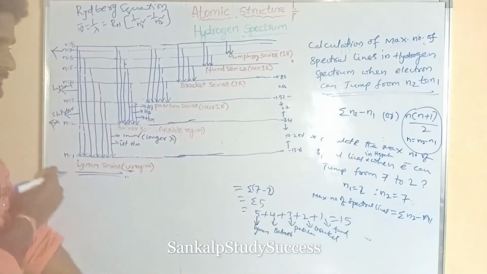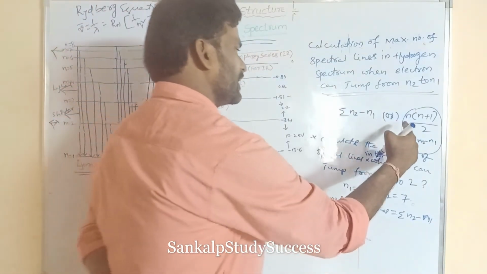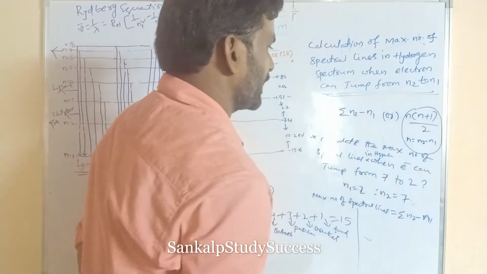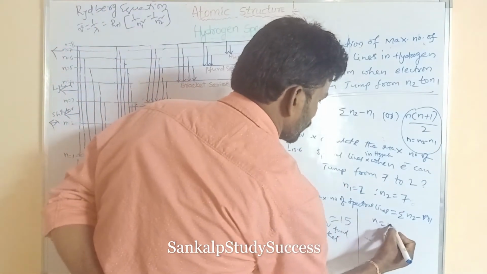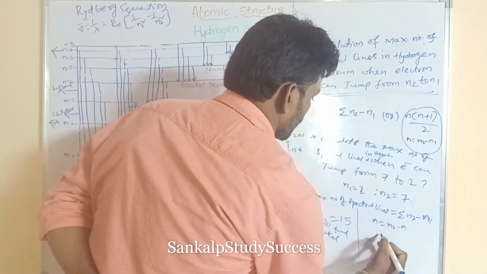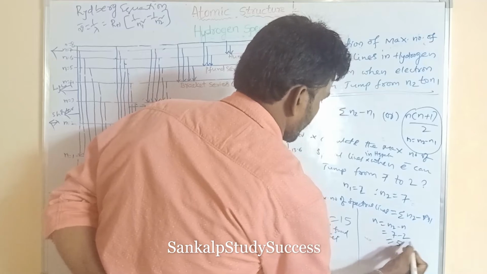Next, so this is one method. Or another method: n(n+1)/2, where n is equal to n2 minus n1. n2 is 7 minus 2, how much? 5.